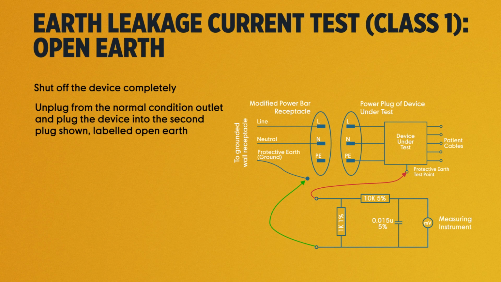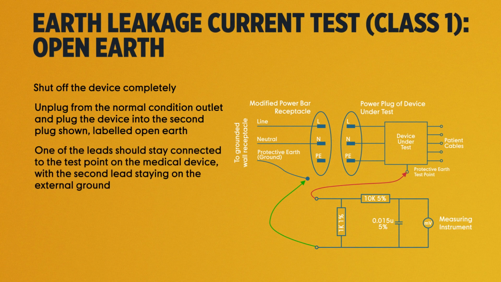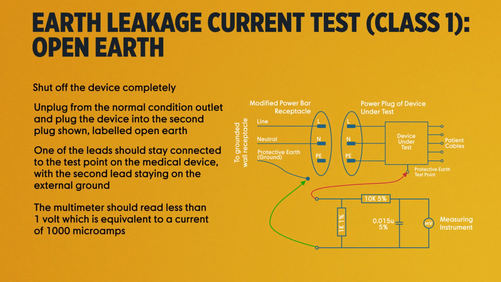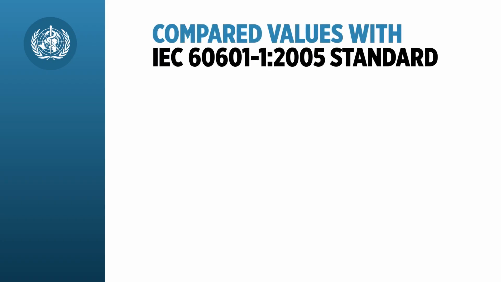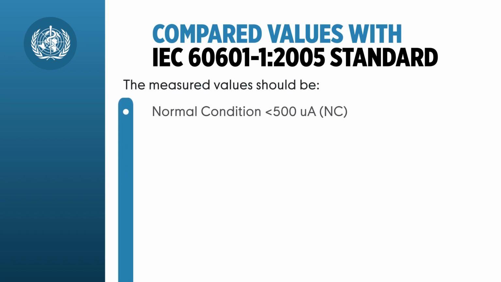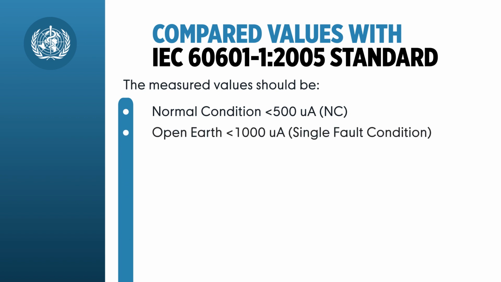Unplug from the normal condition outlet and plug the device into the second plug shown, labeled Open Earth. One of the leads should stay connected to the test point on the medical device, with the second lead staying on the external ground. The DMM should read less than 1 volt, which is equivalent to a current of 1000 microamps. Compare the measured values with the IEC 60601-1 2005 standard. The measured values should be normal condition, less than 500 microamps, and open earth, less than 1000 microamps, single fault condition.